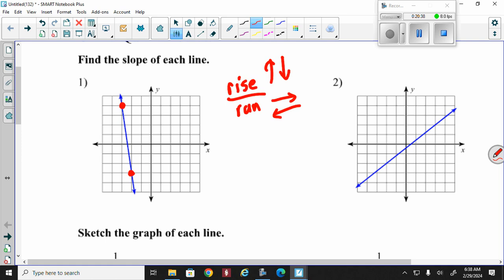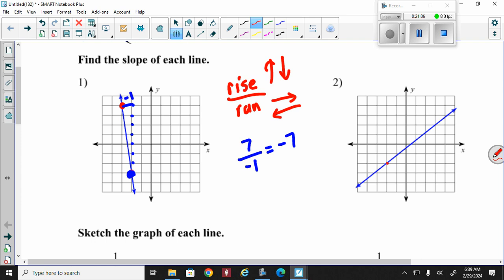I always like to, I mean, really, it doesn't matter which point you start with as long as you go up or down. So I'm going to start with this point right here. This point right here, I just put it in blue here. All right. 1, 2, 3, 4, 5, 6, 7. I went up 7, so that's positive 7. I went to the left once, so that's negative 1. So negative 7 over negative 1, my slope is negative 7.